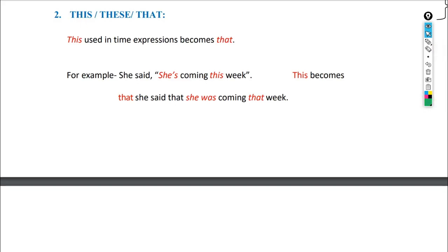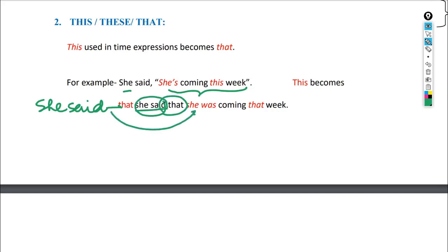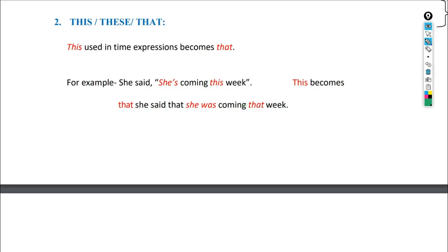She said, she's coming this week. That will be transformed into she said that she was coming that week. Here the very near one is transformed into the distant one. Then let us move to the next one.